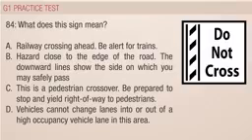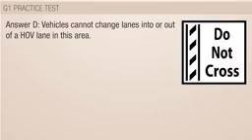C. This is a pedestrian crossover. Be prepared to stop and yield right of way to pedestrians. D. Vehicles cannot change lanes into or out of the high occupancy vehicle lane in this area. Answer D. Vehicles cannot change lanes into or out of HOV lane in this area.